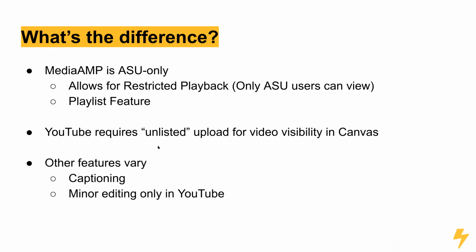And other features vary as well. So if you're looking at doing captioning, the MediaAMP procedure for captioning is different than the YouTube procedure. So there's something to consider there. And also in YouTube, there is some minor editing that you can do, like you can splice certain parts of the video out, you can add title cards, things that MediaAMP at this moment doesn't let you do. So if there are just very few minor edits that you're looking to do, you may want to use YouTube for your upload procedure so you can do that.